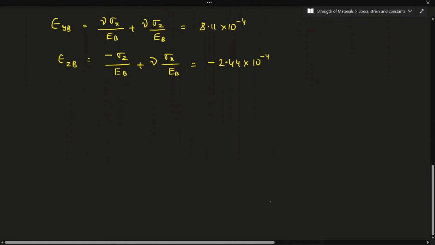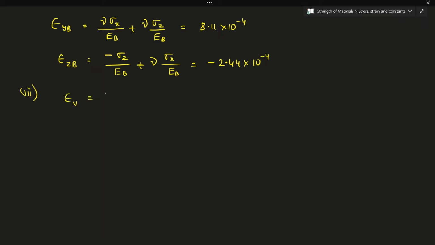Now for the third question that I've asked, it is the volumetric strain. So volumetric strain is nothing but the summation of all the strains in all the three directions, that is epsilon x plus epsilon y plus epsilon z. And again, if I add all of this up, I'm going to have minus 1.084 into 10 to the power of minus 3. This is going to be the total volumetric strain of the body.